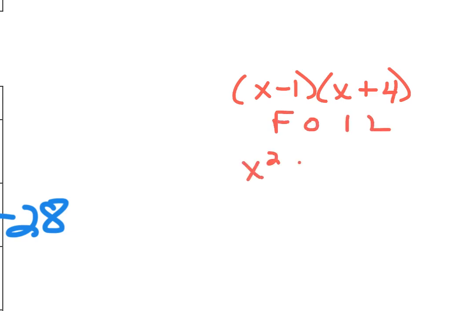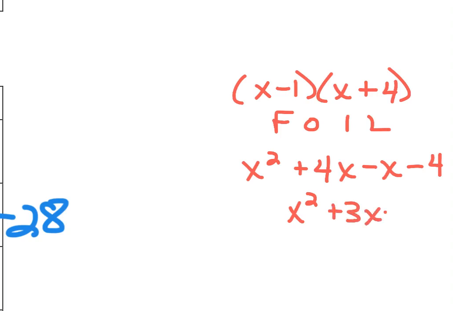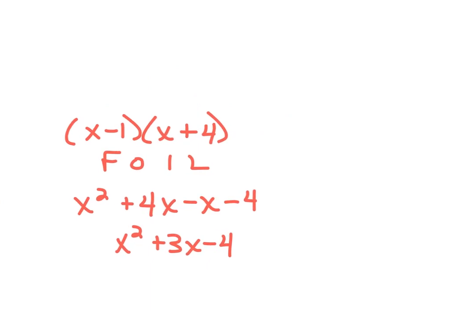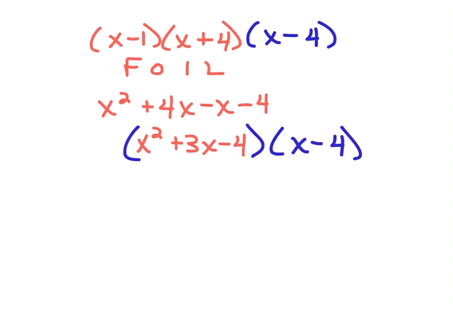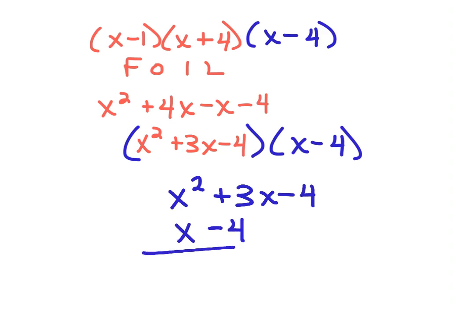And I get x squared plus 4x minus 1x, and then minus 4, which is x squared plus 3x minus 4. And then I want to take that whole thing and I want to multiply it by the x minus 4. If you can use whatever method you know how to multiply a bigger polynomial times a binomial. You know that I like to do it this way, x squared plus 3x minus 4 times x minus 4.